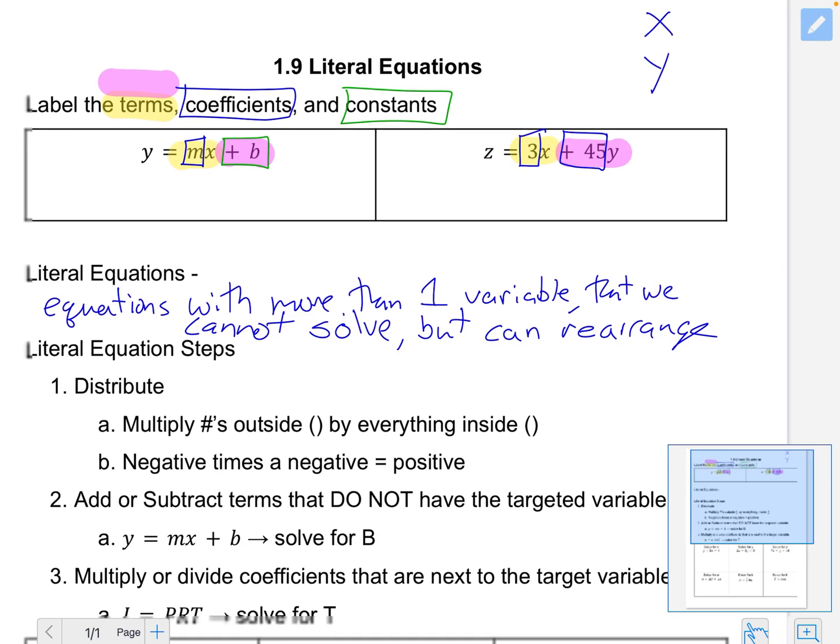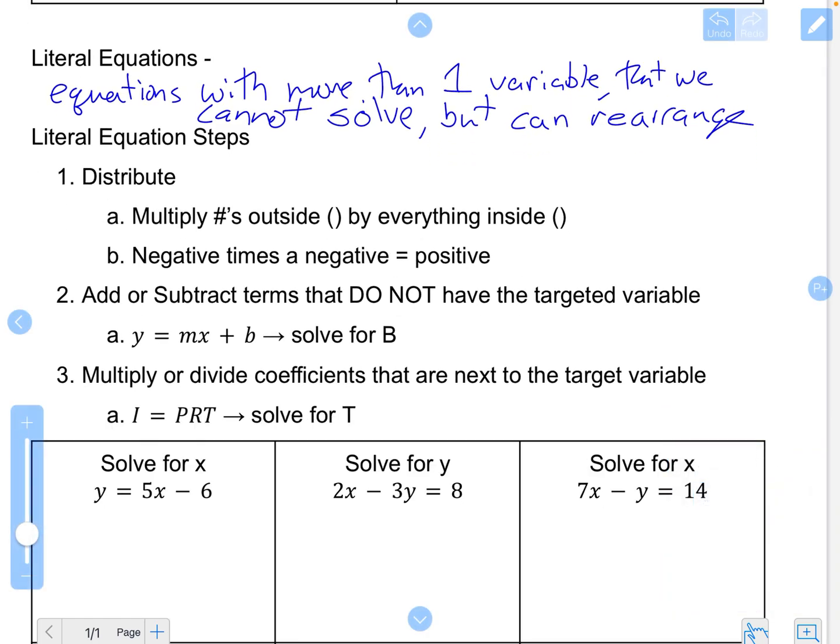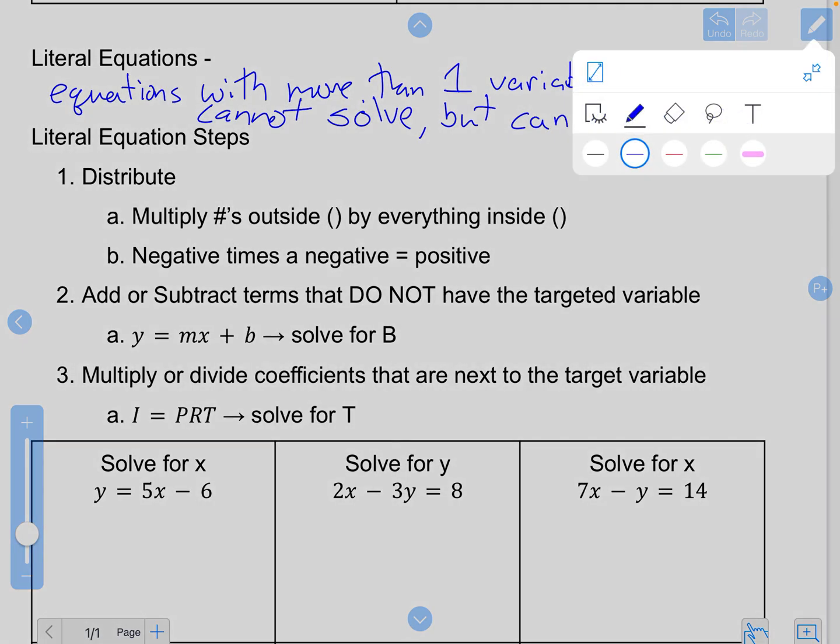Literal equations can be complicated because we don't have numbers in most literal equations. So we can't actually get x equals 3 or y equals 21 or anything like that. All we can really do is move the pieces of the equation around to make them equal something specific. We're still going to distribute, we're still going to add or subtract terms, and we're still going to multiply and divide coefficients. So the rules haven't changed. It's just the way that they look has changed.